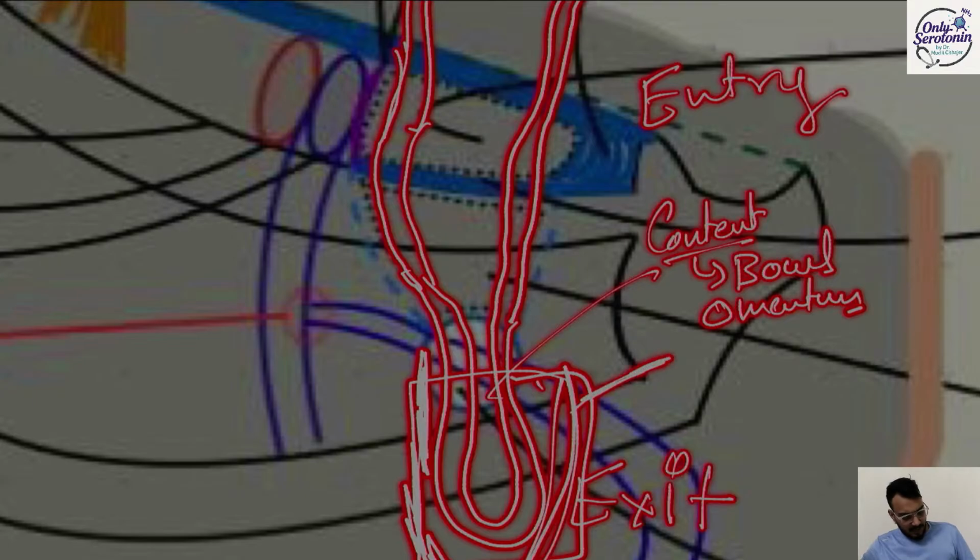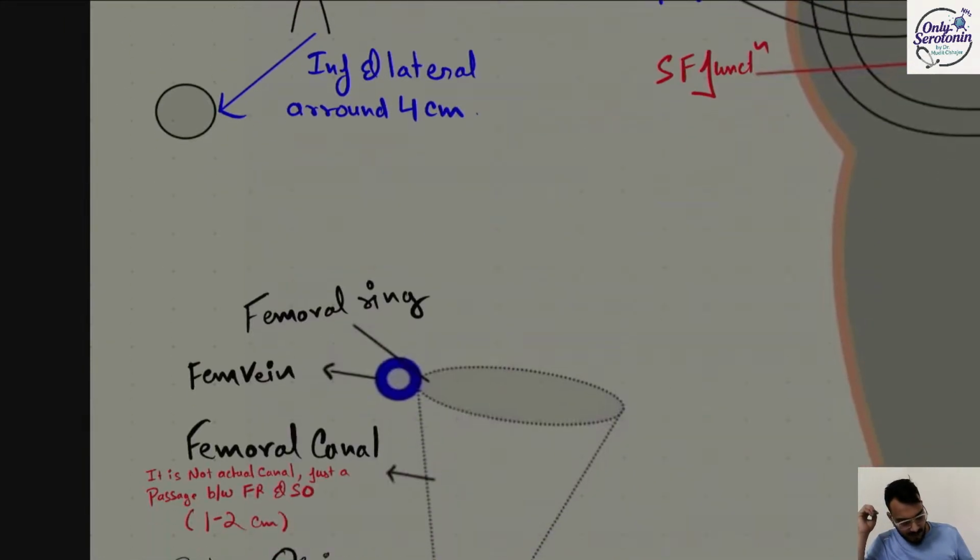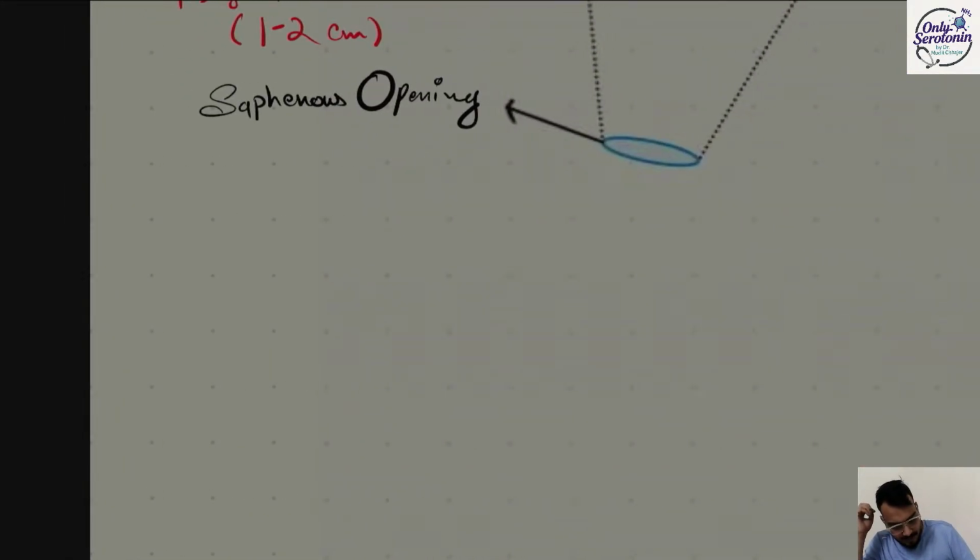And the outer layer in which this bowel or the omentum is covered, this layer is what, guys? This layer is nothing but peritoneum. So let's write all these four things, guys.